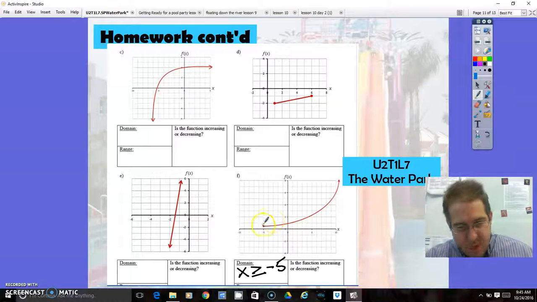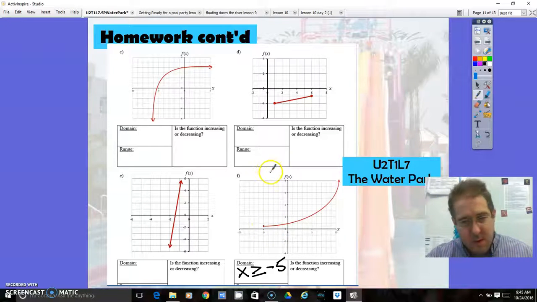I'll say that again. The reason why it's a half is because you go across here, and it looks like it's in between 0 and 1. So there's the lowest point. It has no highest point. So that means f of x can be anything greater than or equal to a half. And that function is also increasing.